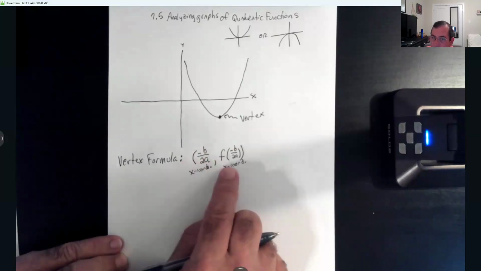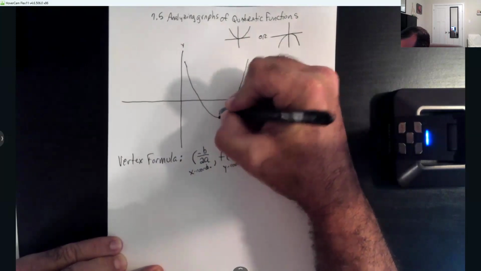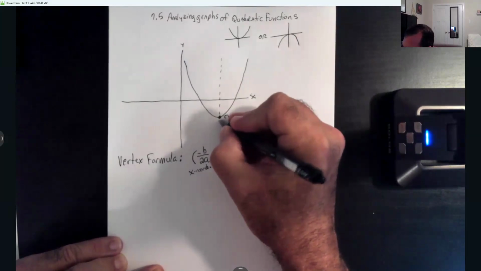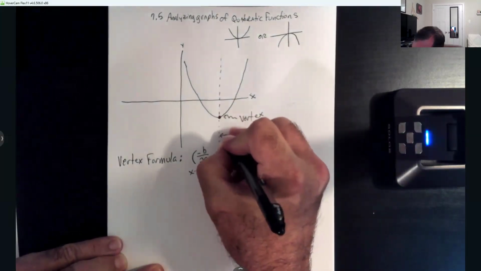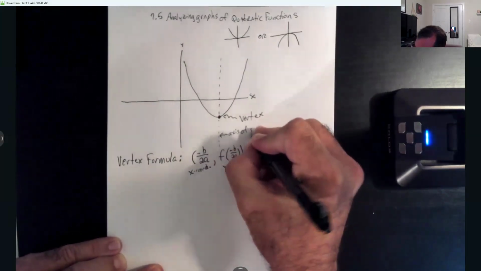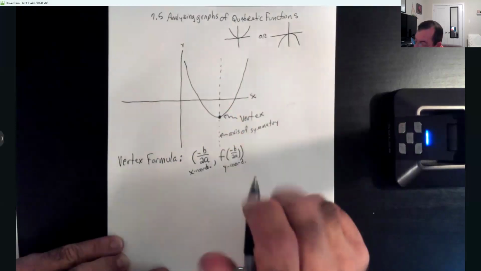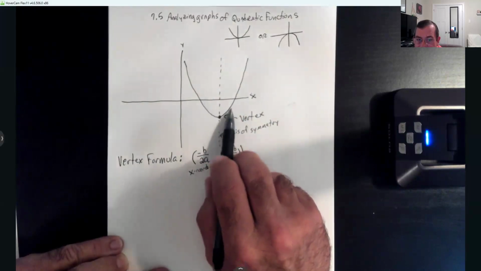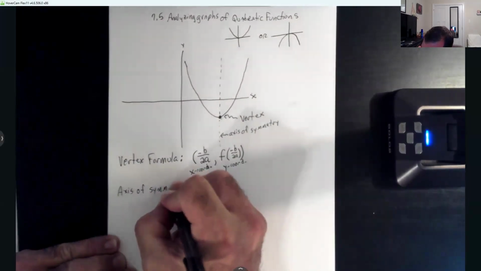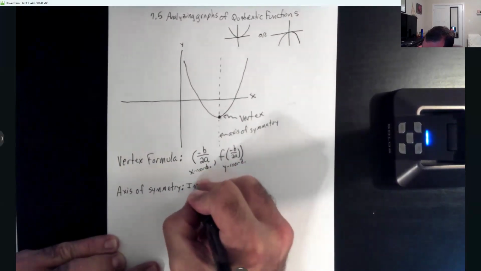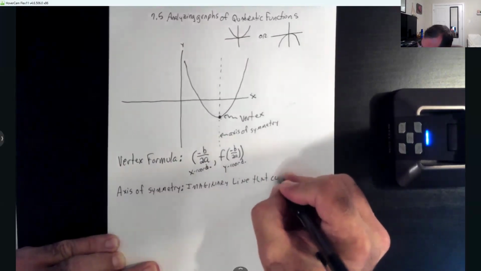Okay, other things about the vertex we're concerned about. Y'all remember we was doing symmetry with the y-axis? Well, if a parabola is over here, and we draw a vertical line through that vertex, this vertical line cuts this parabola in half. So we call this the axis of symmetry, or you can call it the line of symmetry. But it's an imaginary dotted line that splits the parabola in half going through the vertex.